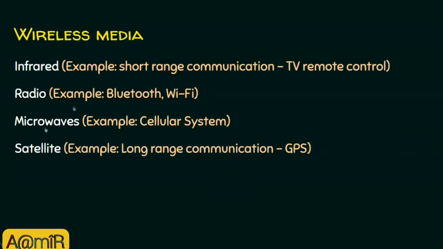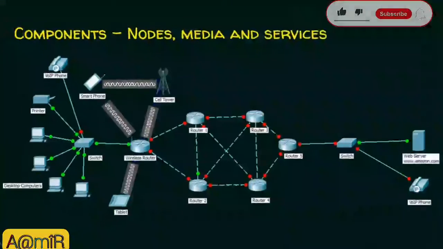The next one is the microwaves. Example, cellular system. Our cell phone technology uses microwaves. Microwaves are used for long distance communication when compared to radio waves or infrared waves. And finally, the satellite communication. And this is ultimately the long distance communication. Our GPS enabled cell phone gives signal to the satellite and the location of this device is identified with the help of this signal. So far we have seen nodes and media.